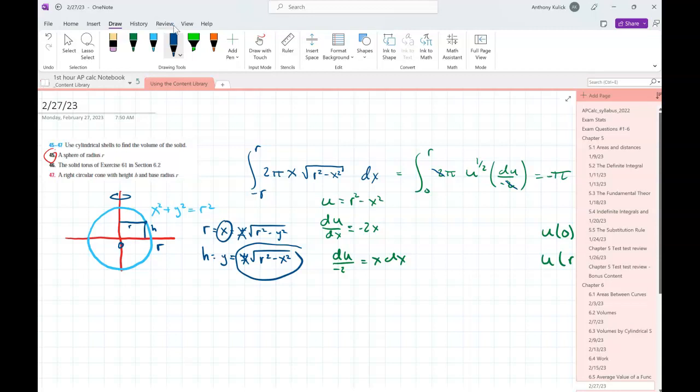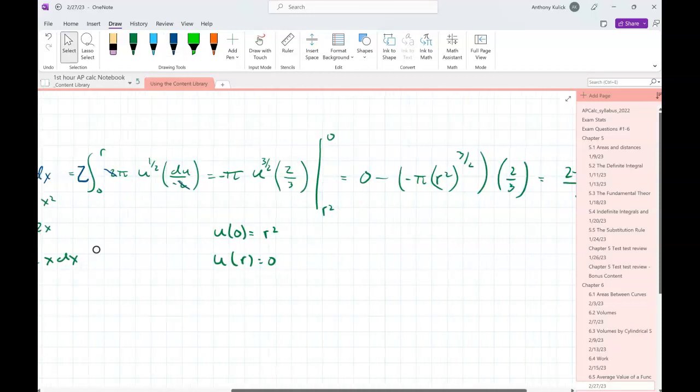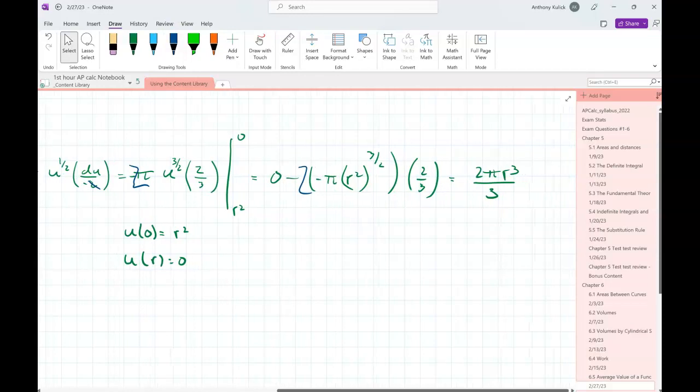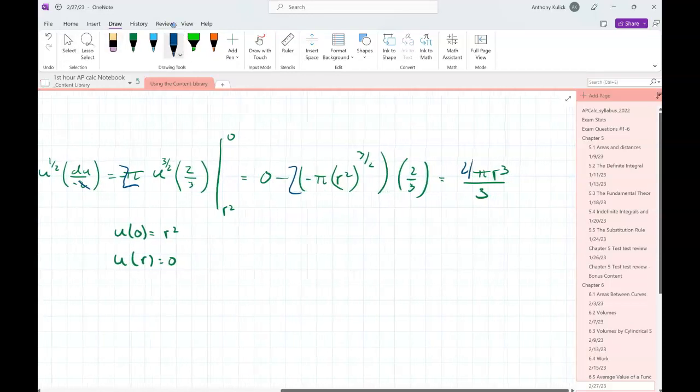I should be integrating from negative r to r. So when I do that, we'll just put a 2 there and do our even function rule to make it from 0 to r. So there's my extra 2 there, my extra 2 there, and my extra 2 there. There we go.